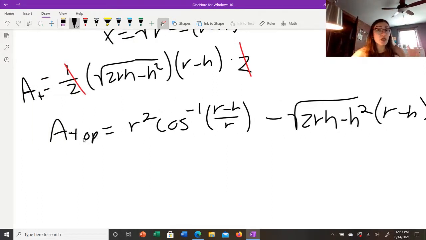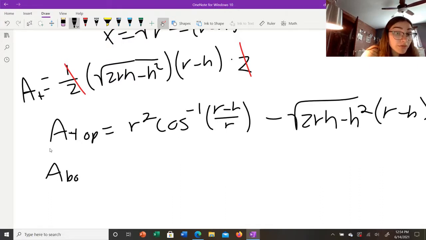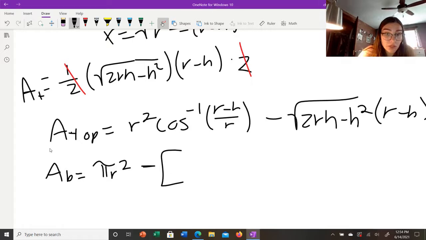Now that we have the area of the top, what we really were looking for was the area of the bottom. So we have to do the area of the entire circle minus the area of the top. We'll call this the area of the bottom, which is what we were finding. I'll call it AB. The area of the circle is pi r squared, and we're going to subtract from pi r squared all of the things on the top. So that's just everything that I just wrote. So I'll write it out again.